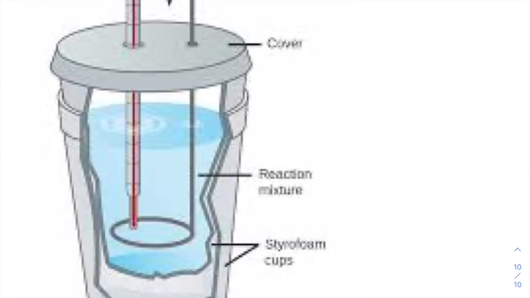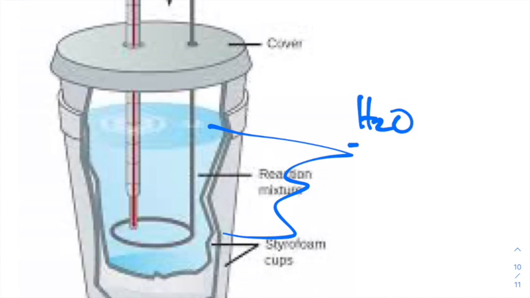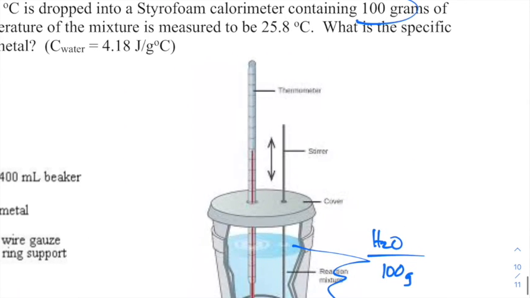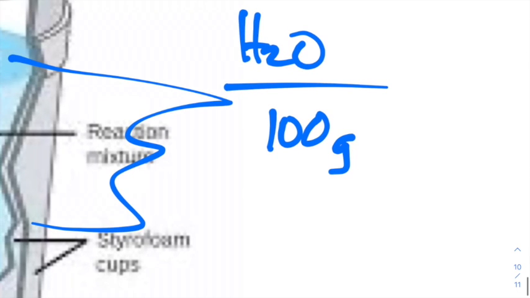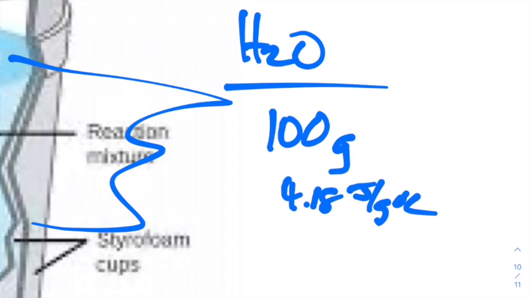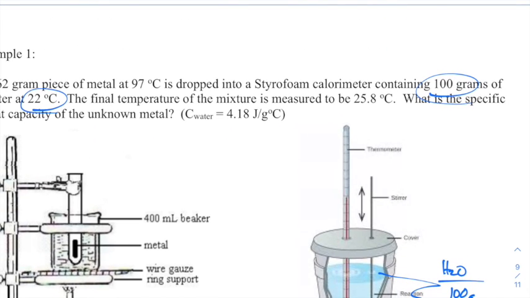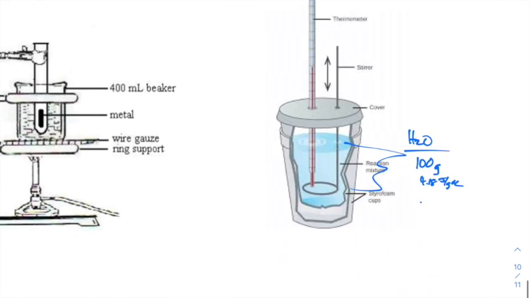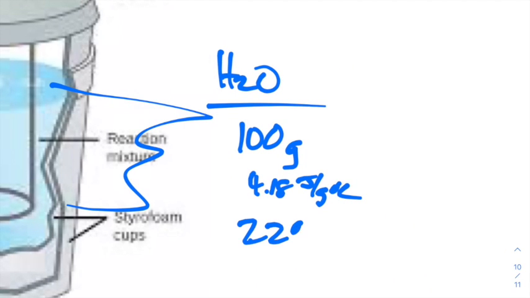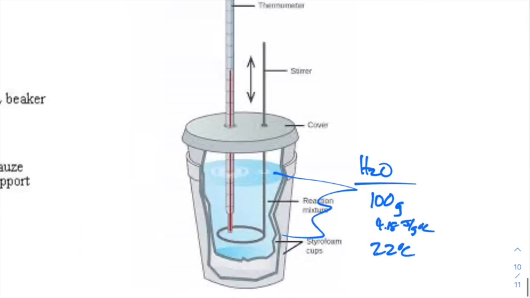So let's examine what is occurring here. First of all, let's look at things from the terms of the water. According to the problem, I have 100 grams of water. I know the specific heat capacity of water is 4.18 joules per gram degree Celsius. And what happened to the water? Apparently the water started at 22 degrees Celsius. That's where it's starting.